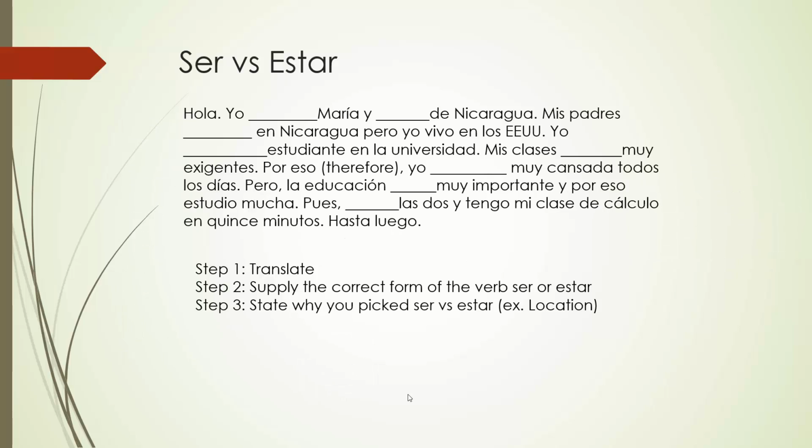So, yo soy Maria. I have to conjugate ser to agree with yo. Yo soy Maria. So I translate it, I am Maria. I supply the correct form of the verb, soy, and I state why I picked ser or estar. I picked ser because being Maria is a permanent thing.